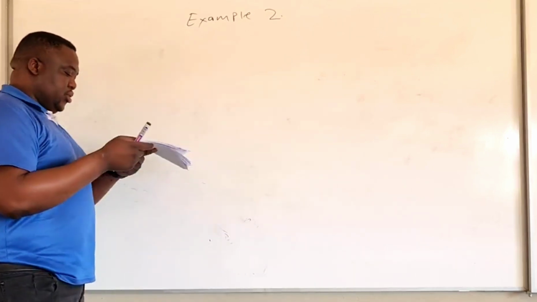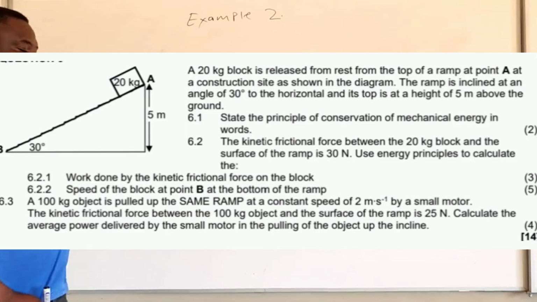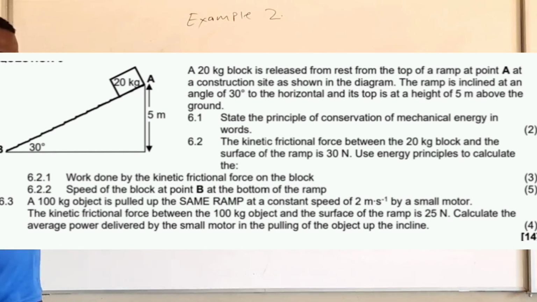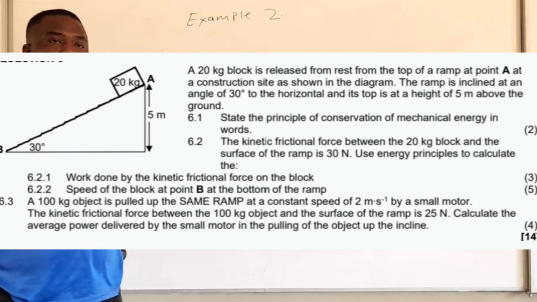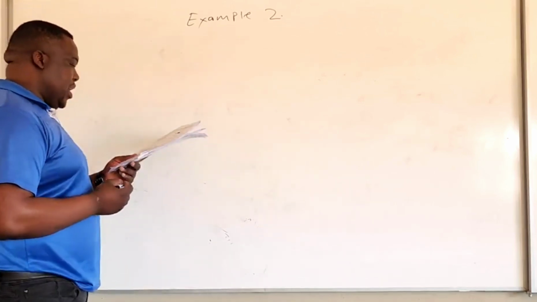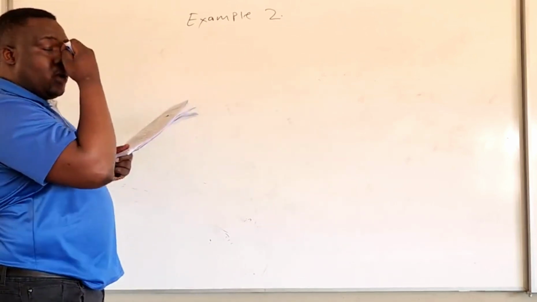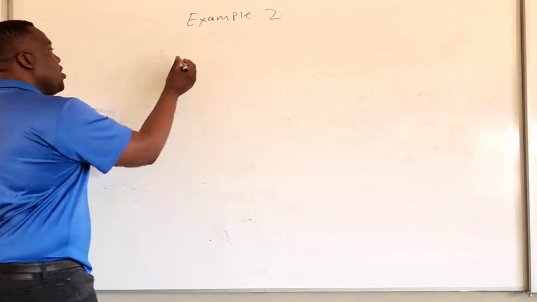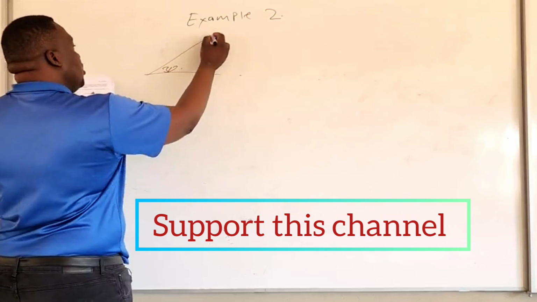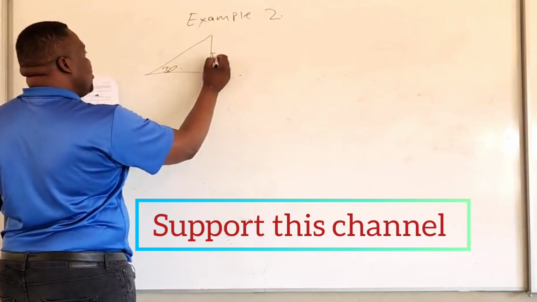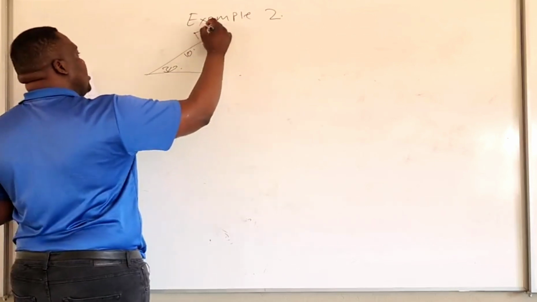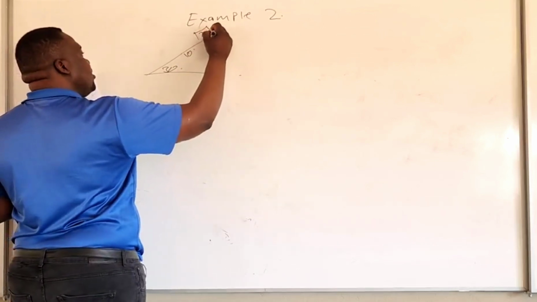Okay, let us continue. It says calculate the speed of the block at point B at the bottom of the ramp. Okay, we need to calculate the speed now. We're going to use the energy theorem. Look at it. We've got 30. Then here we've got 5. Here we've got 5. We've already calculated. Then we have 10. And there is a box which is 20 kg.